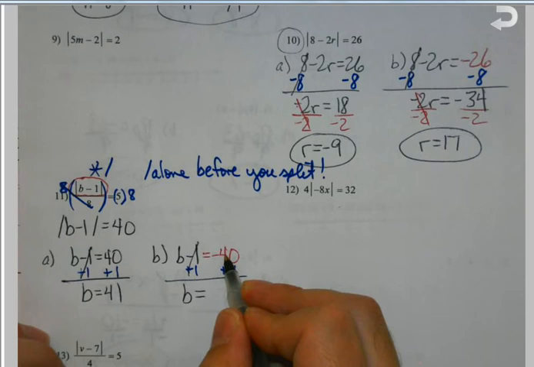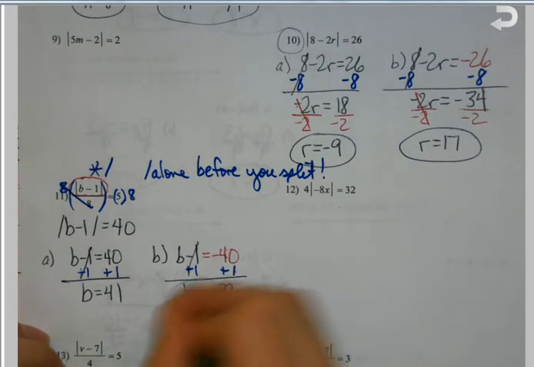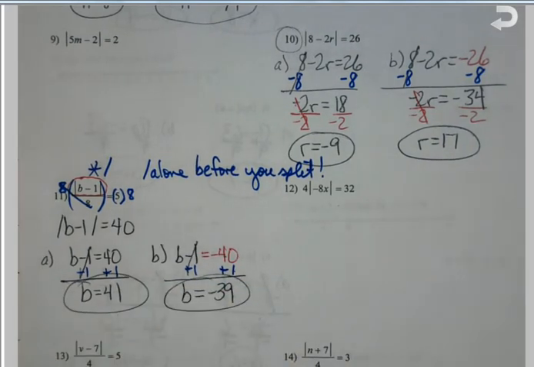If I owe somebody $40 and I pay them 1 back, now I only owe them 39. So whenever you see something outside your absolute value, that has to get taken care of first. Otherwise, it just gets into all sorts of trouble.